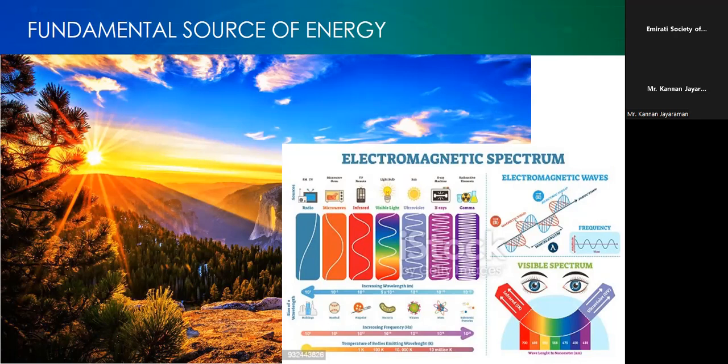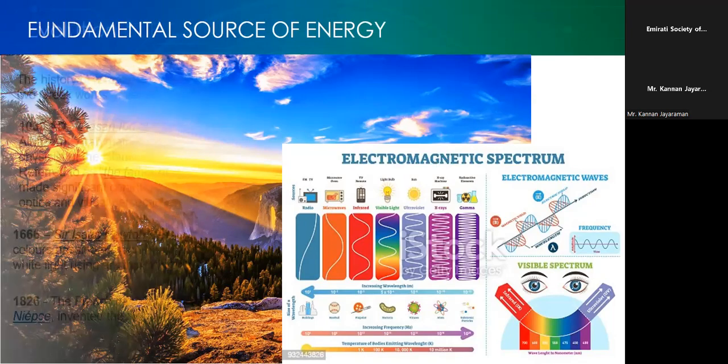So we are going to talk about something like an electromagnetic spectrum, where we are going to look into one of the visible spectrum where the pictures are being taken and the pictures are being interpreted. So we are going through the fundamental source of energy by understanding that the sun is the basic source that we require to capture these images.